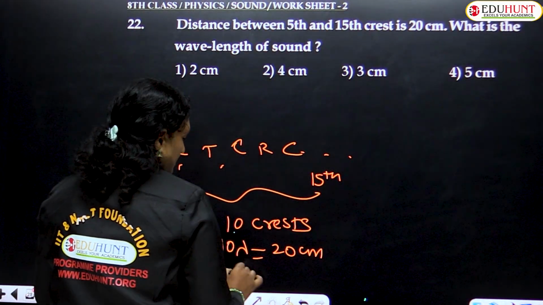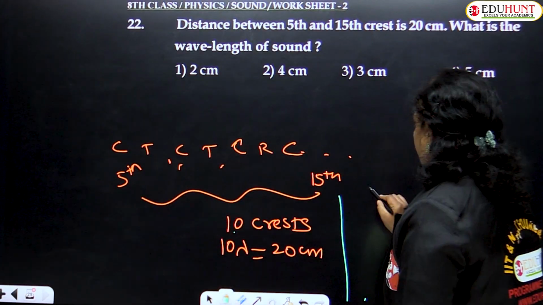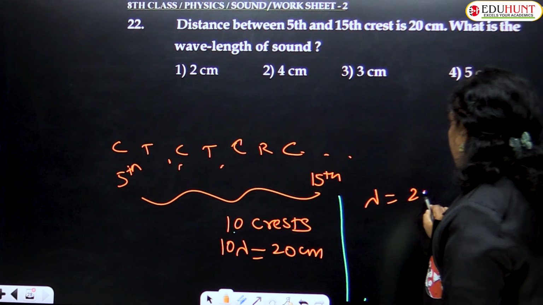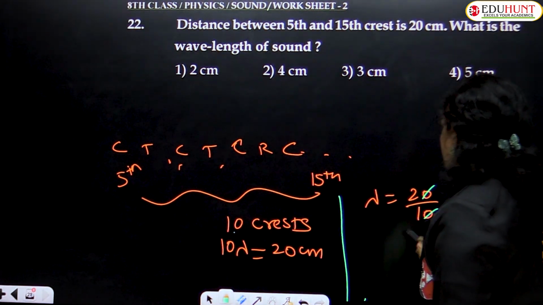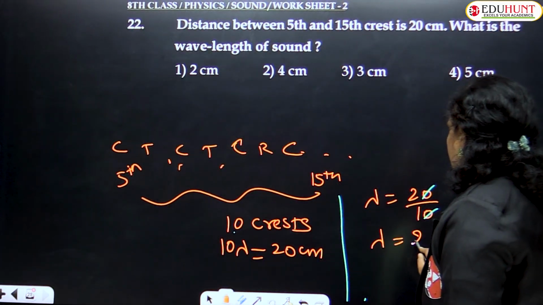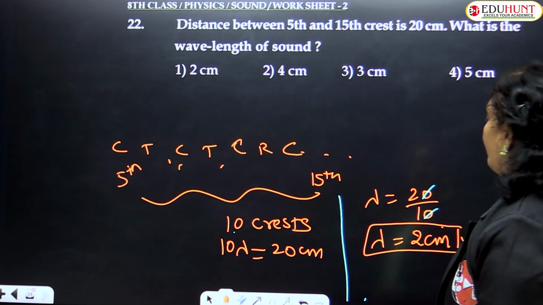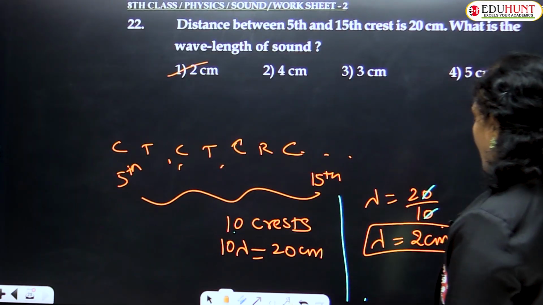So this lambda can be equal to, we can solve this. Lambda can be equal to, what is that, children? 20 upon 10, or let us try to cancel the same. The 0 gets cancelled, and hence the value of lambda is nothing but 2 centimeters. So what is the value of wavelength, children? The wavelength is found to be 2 centimeters, and hence the first option is true.